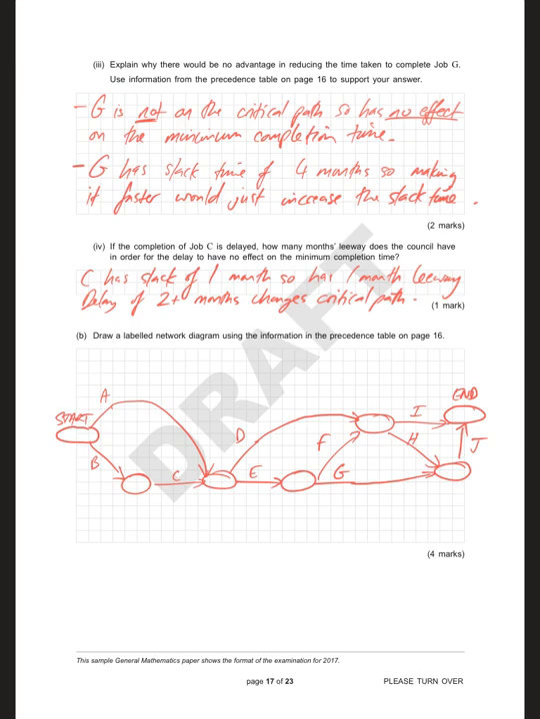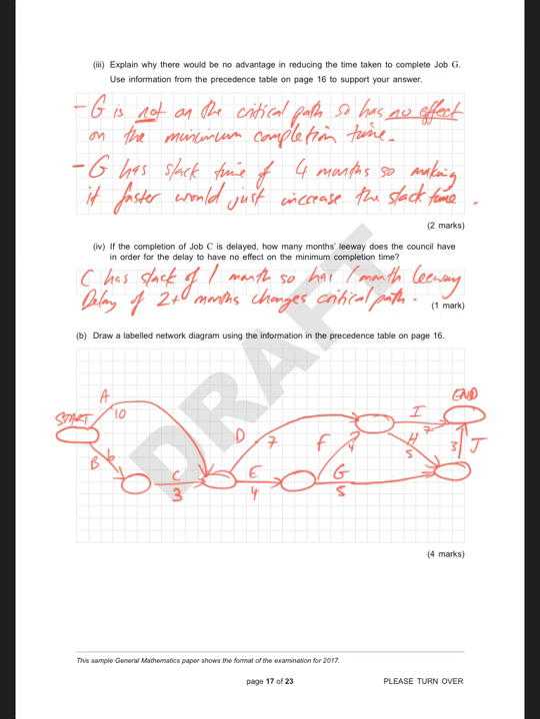So draw a labeled network diagram. That's what we've done. You don't need to do a scan of it. You've already done all the critical path stuff, so that's a labeled network diagram all done, except for the fact that we need to put the durations in, otherwise you'll probably lose marks. So A is 10, B is 6, C is 3, D is 7, E is 4, F is 4, G is 5, H is 5, I is 7, J is 3.